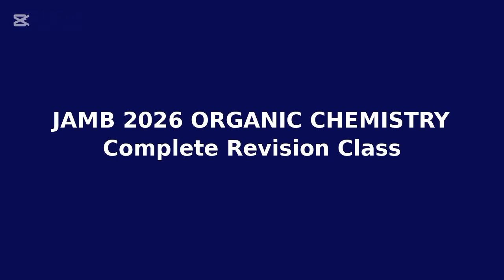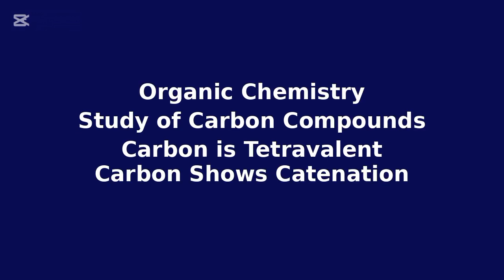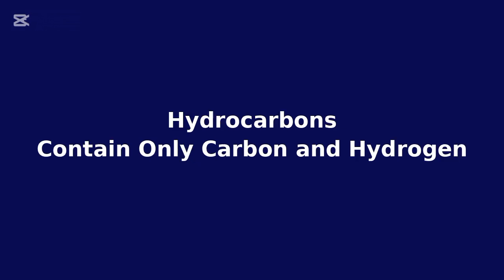This is JAMB 2026 Organic Chemistry Complete Revision class. Organic chemistry is the study of carbon compounds. Carbon is tetravalent. Carbon shows catenation, that is linking of carbon to one another. We have hydrocarbons. Hydrocarbons contain only carbon and hydrogen.